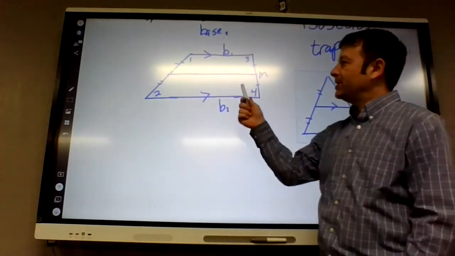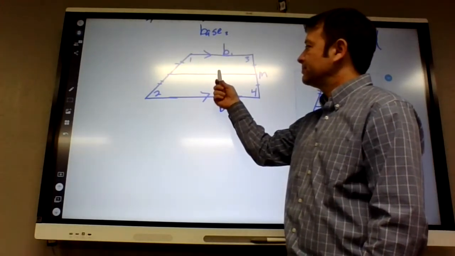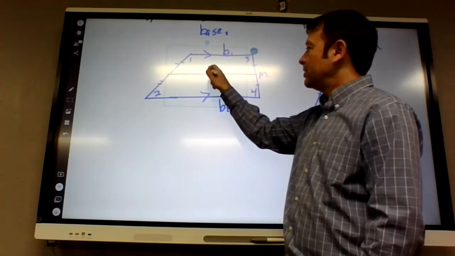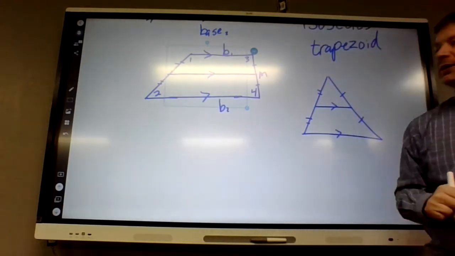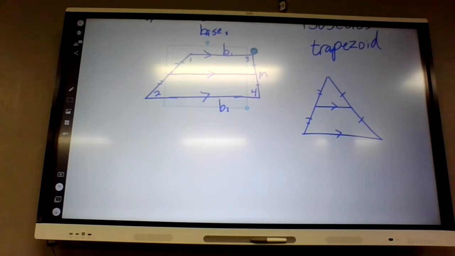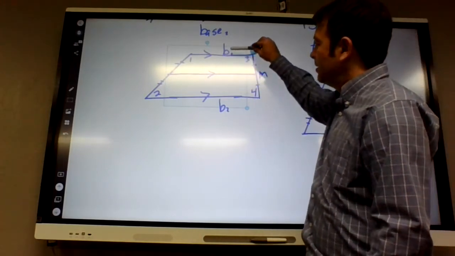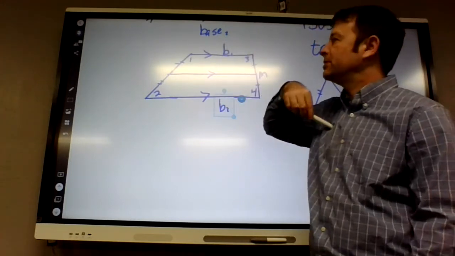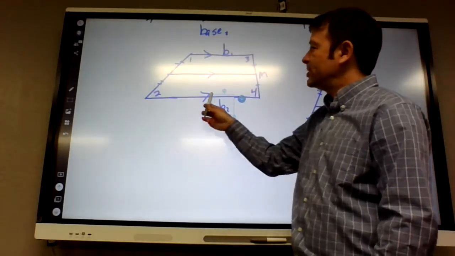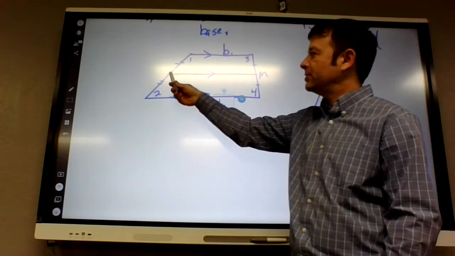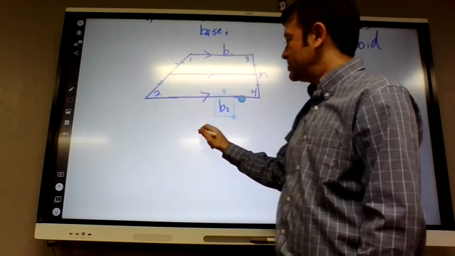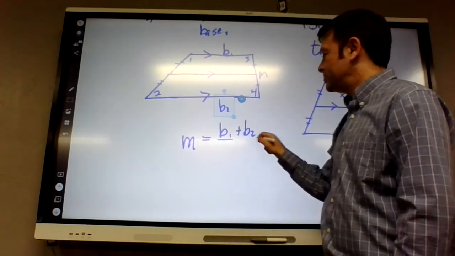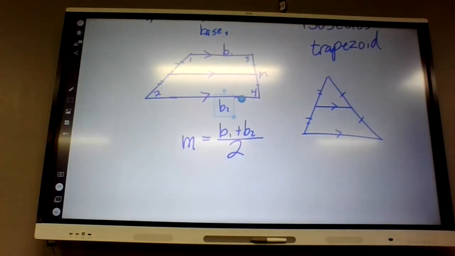Guess what we know about the mid-segment in a trapezoid? It's parallel to the bases, and what do you think we know about the length of it? How would the length relate to the bases? This base is short, this base is long, this one's kind of right in the middle, right? It's a little bit longer than that one, shorter than that one. Well, it's just the average of the two bases. So the mid-segment equals base 1 plus base 2 divided by 2. Just average the two together.